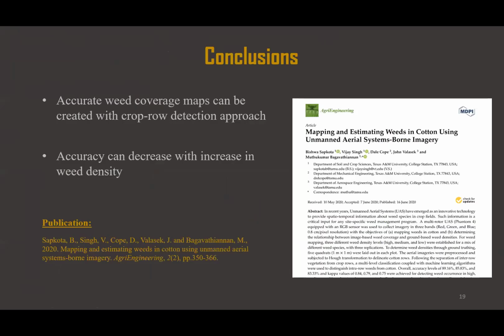So we had 2 conclusions from this study. Accurate weed coverage maps can be created with crop row detection approach in cotton. And we also saw that accuracy can decrease with increase in weed density.